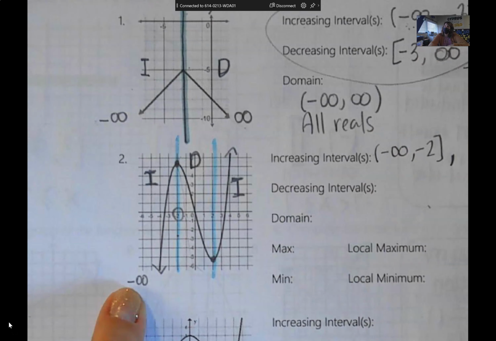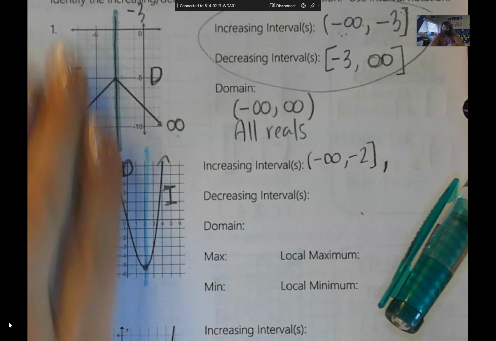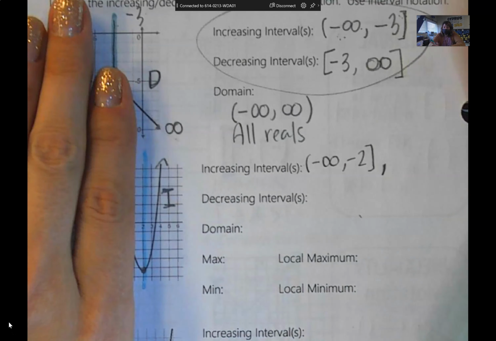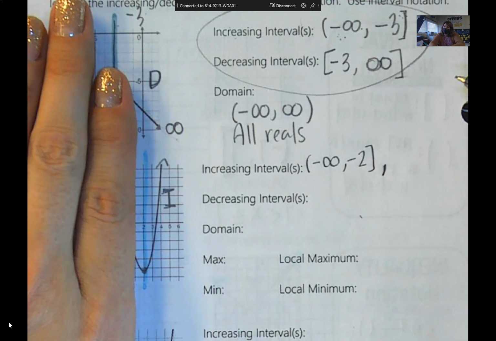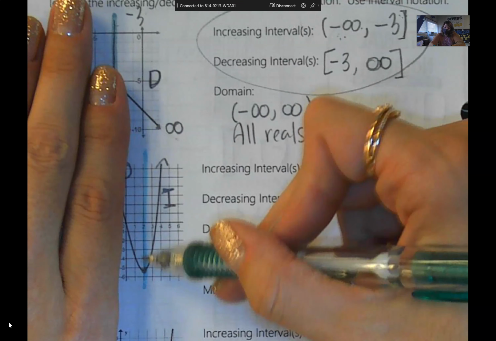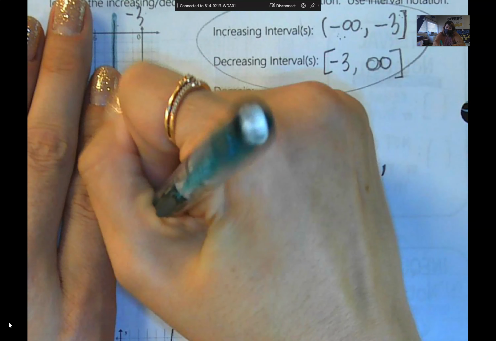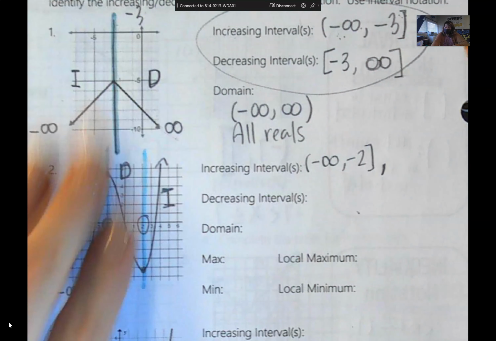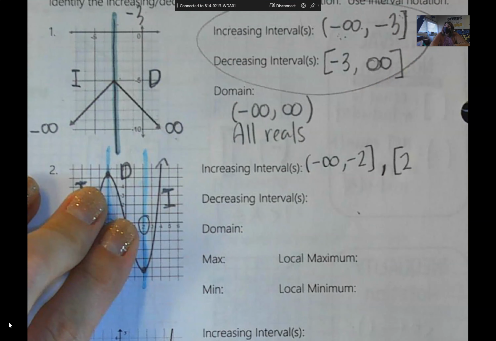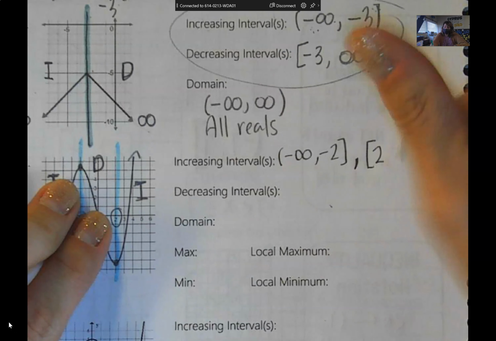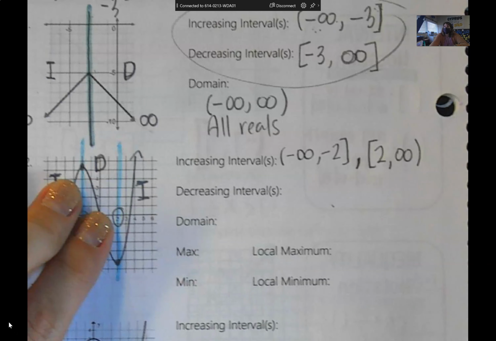comma, because you have one more. What is X on this other turning point? So follow it from the turning point up to the x-axis. What is your x? 2. So that means starting at 2, as you go toward infinity, y is increasing.